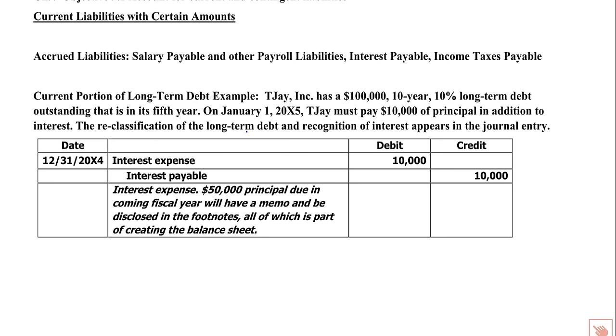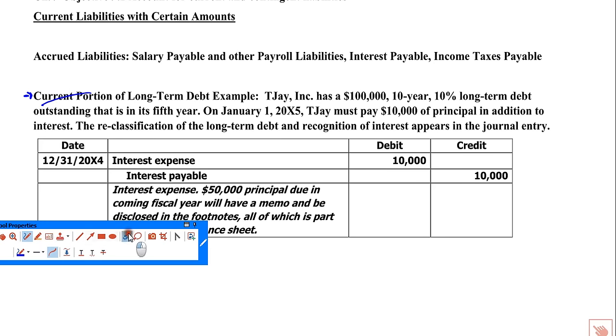Here's interest expense and interest payable, which we've already seen in other contexts. But I wanted to put in this current portion of long-term debt as another detail. So if you have a 5-year debt, there may be part of it that's due in the second year. Any part of long-term debt that's due within a year will be reclassified as a current portion of long-term debt.